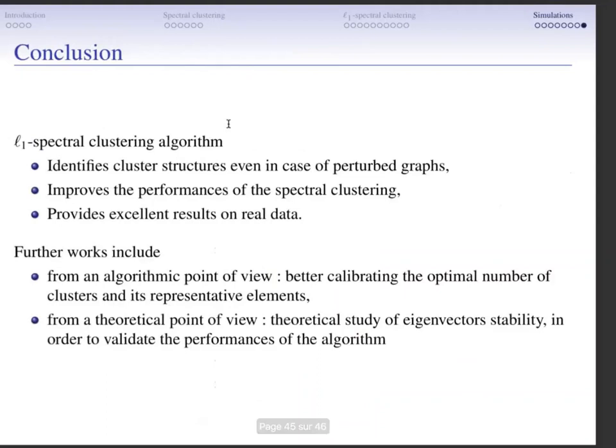So we just finish with the conclusion. We developed an algorithm which seems to work quite well on simulated data, and which can be used on real data, but further work includes how to calibrate the optimal number of clusters, the representative elements, and also the penalty. And from a theoretical point of view, we would also like to show some theoretical results, like those obtained for the spectral algorithm, to validate the performances of our algorithm.